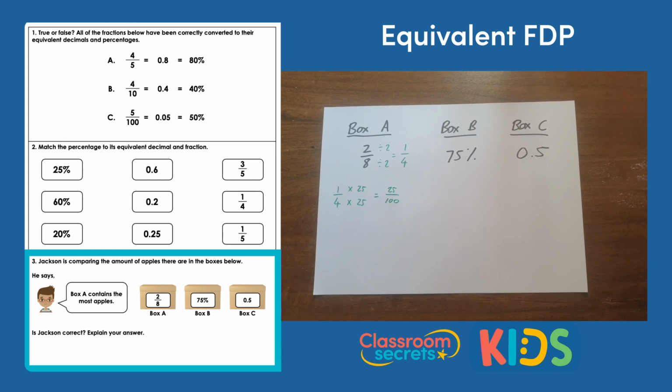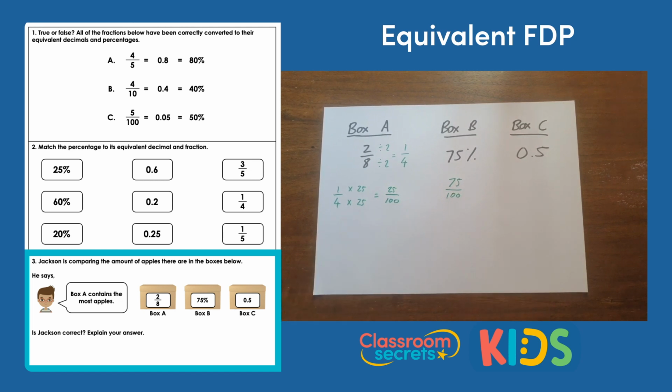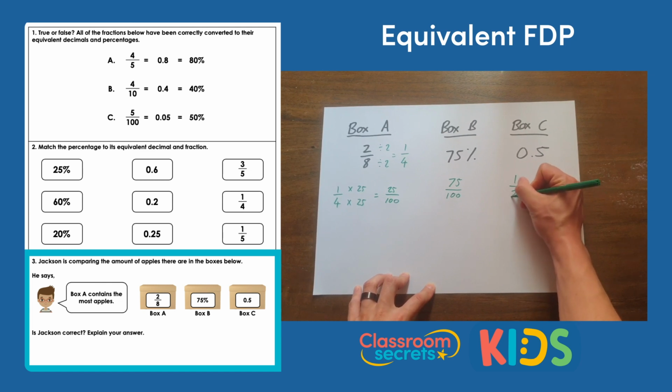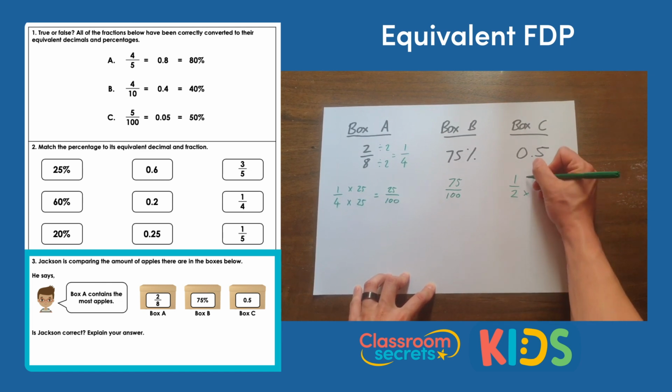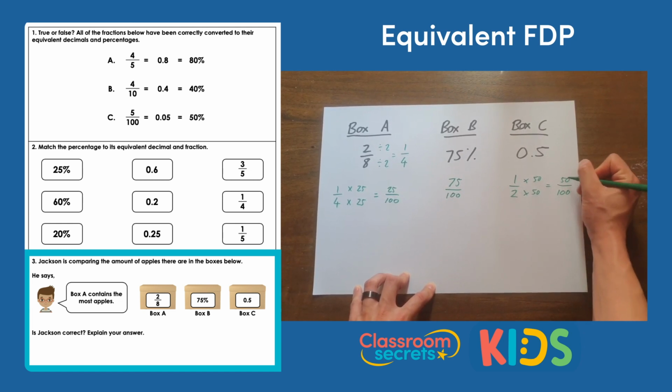We've got 75%, so that tells us straight away that will be 75 over 100. And then the last one, we've got box C, 0.5. If we use our knowledge of equivalent fractions, decimals, and percentages, we know that 0.5 is the same as a half. So we'll take a half, and we can multiply this by 50 to make it into a fraction of 100. So that will give us 50 over 100.